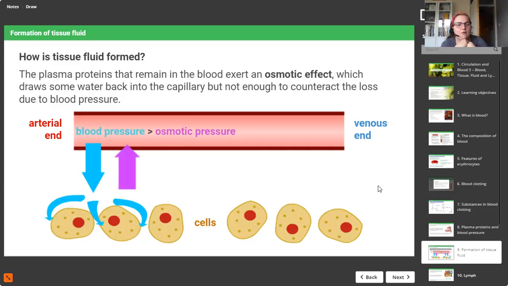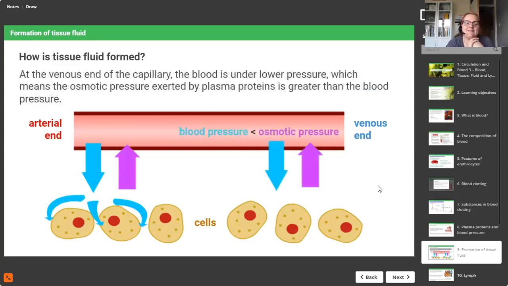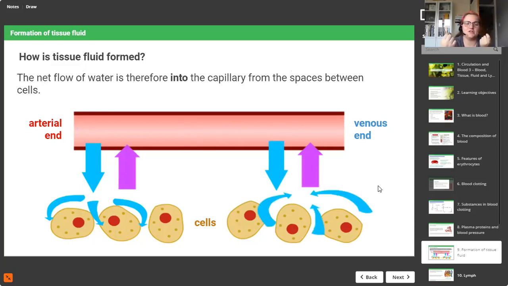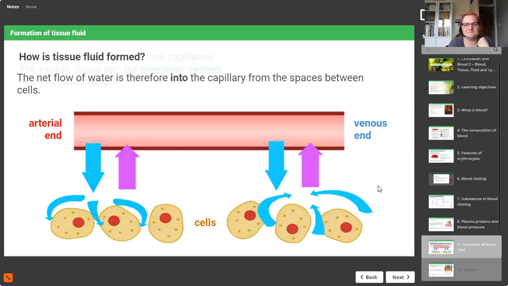The plasma proteins that remain in the blood exert an osmotic effect, which draws some water back into the capillary, but not enough to counteract the loss due to blood pressure. At the venous end of the capillary, the blood is under low pressure, which means the osmotic pressure exerted by plasma proteins is greater than the blood pressure. The net flow of water is therefore into the capillary from the spaces between cells.